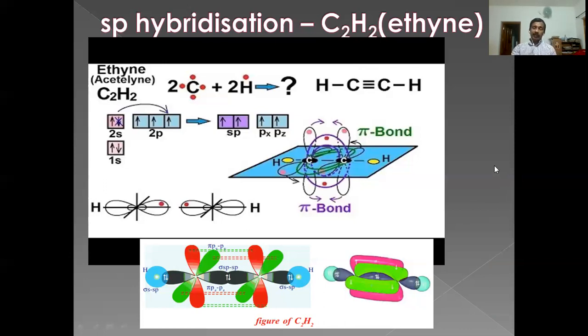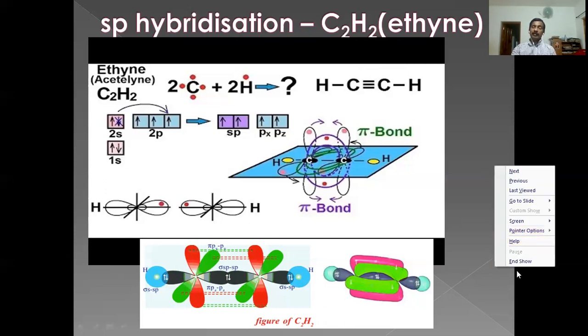I think it is enough for today, and in the next class we can see the remaining hybridizations: sp2, sp3d and sp3d2 hybridization. Okay.